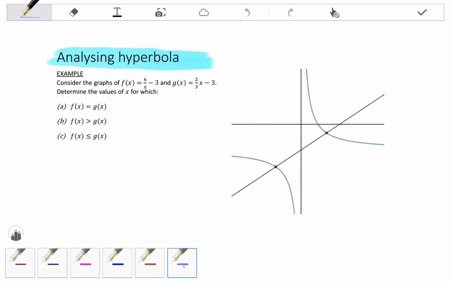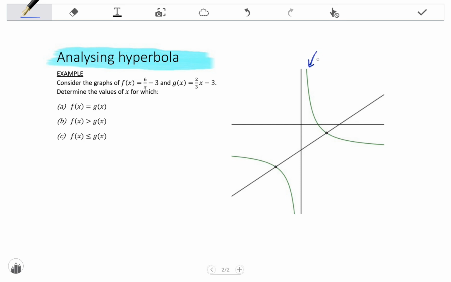Looking at a second example, here we have to consider the graphs of f of x equal to 6 over x minus 3. So that is the hyperbola. I'm just going to label the diagram here. So that is f of x. And g of x equals 2 over 3x minus 3. Notice carefully that the x for g of x is in the numerator, sorry, not in the denominator here. So g of x is your straight line graph. And of course this is our x-axis and this is our y-axis.